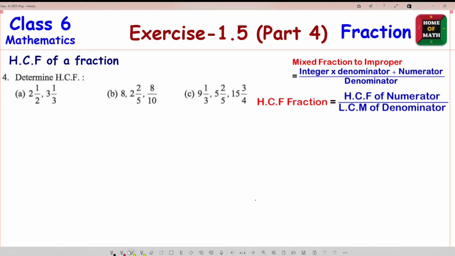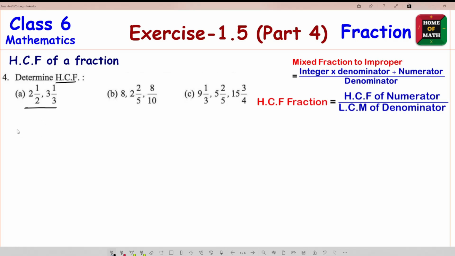We are starting part 4, exercise 1.5, class 6. Today we will discuss the HCF of a fraction. Let's start. First question, determine HCF. So here are 2 1 by 2 and 3 1 by 3. Here are two fractions. We have to find out the HCF of the fractions.